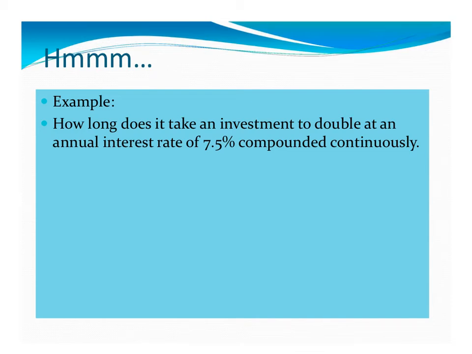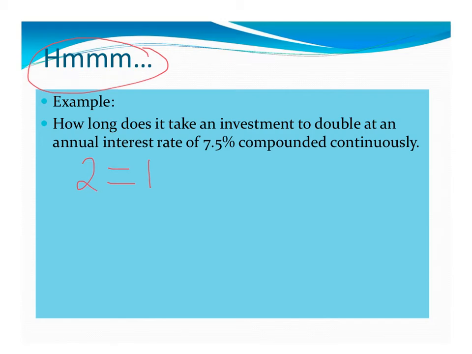So this one here says, how long would it take for an investment to double at an annual interest rate of 7.5% compounded continuously? Well, let's see here. If I have $100, it's going to be $200 when it's doubled. Let's just do this. If I have $1, that means it's going to be $2 once it's doubled.